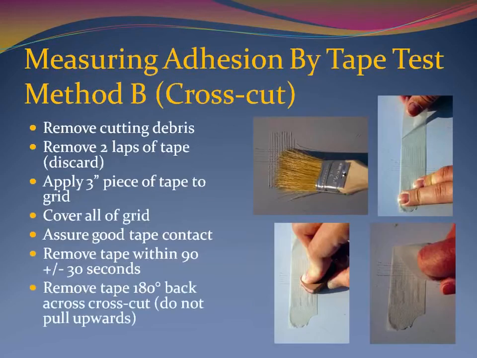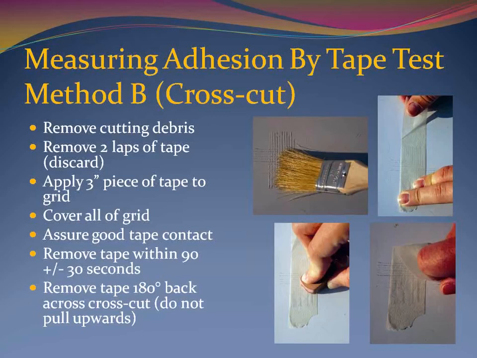Remove any debris from the crosscut area using a soft brush. Remove 2 complete wraps of adhesive tape and discard it. Carefully remove a 3-inch piece of adhesive tape and apply it to the crosscut area. If the total width of the crosscut area is more than 1 inch, you will have to apply a second piece of tape next to the first piece to cover the entire grid area.